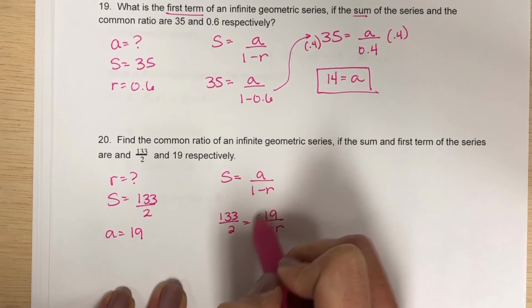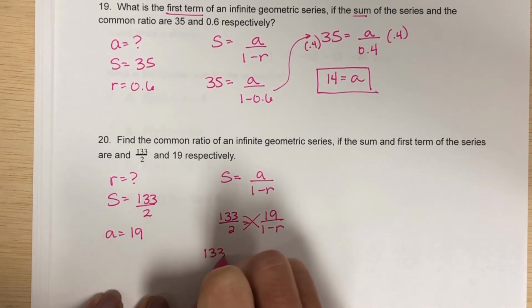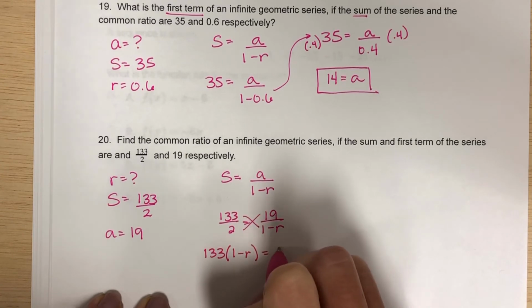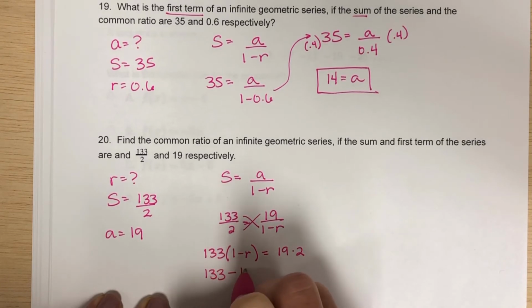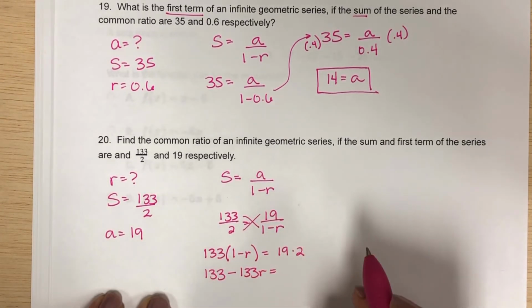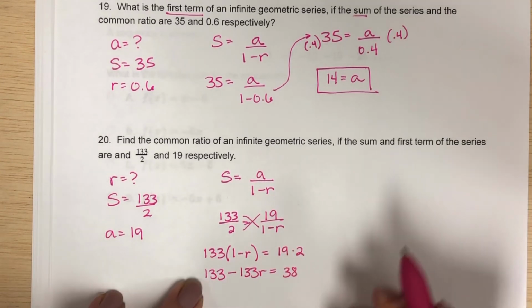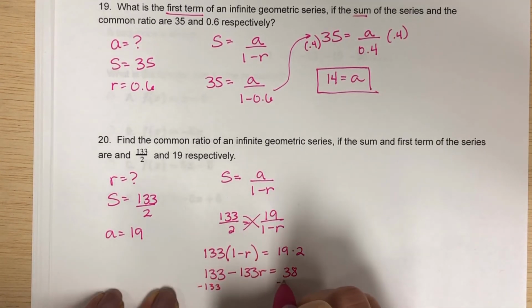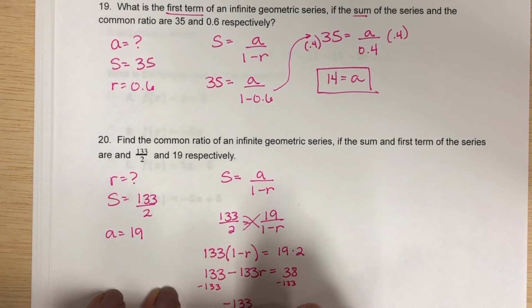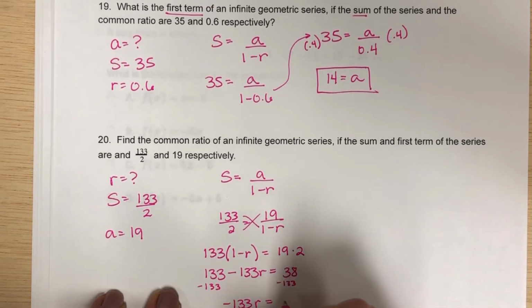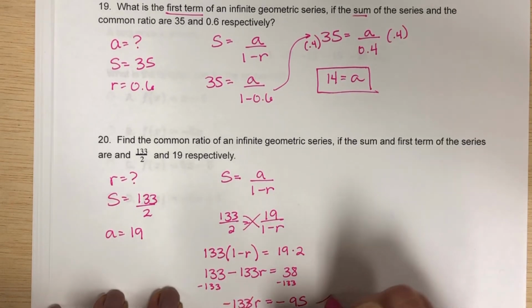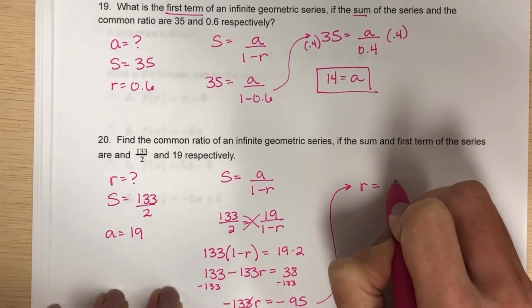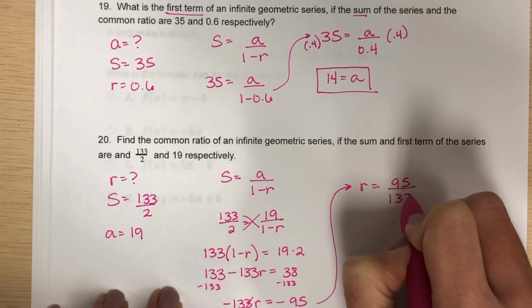I am going to cross multiply here. 133 times 1 minus r is 19 times 2. We'll use our distributive property. 19 times 2 is 38. I'm going to subtract 133. I get negative 133r equals negative 95. My ratio is 95 over 133.